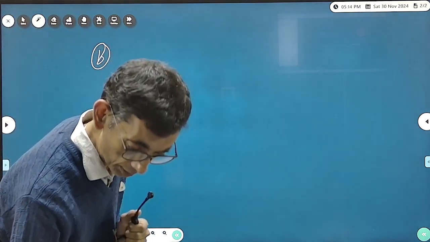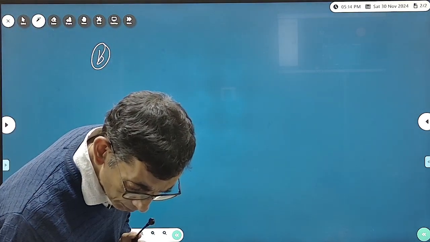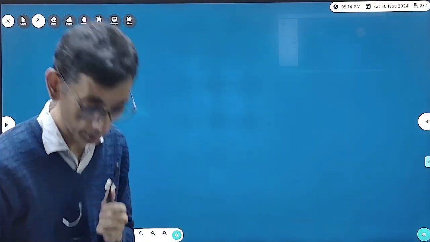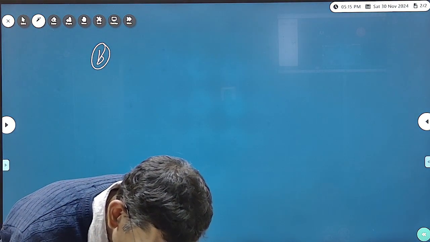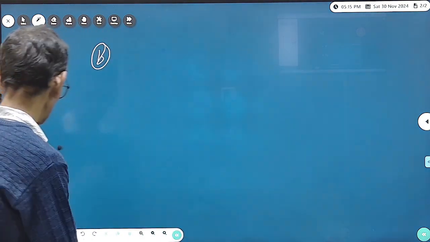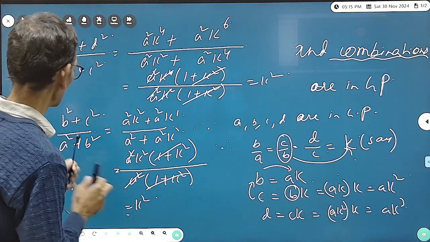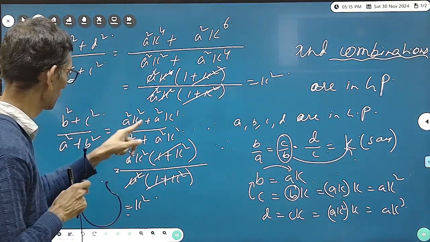What is option B? B square. Exactly same, right? Only minus is there. Yeah, a square minus b square. So you can check here only, right? You can check here, right? If I put a minus sign here, minus.